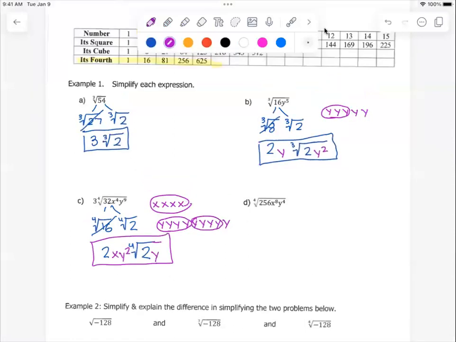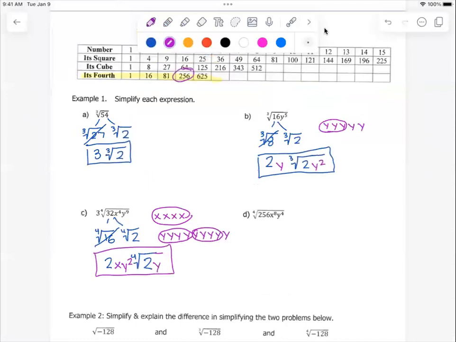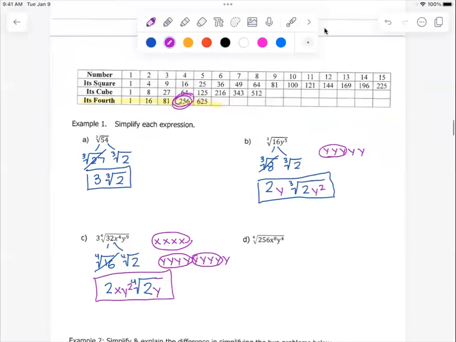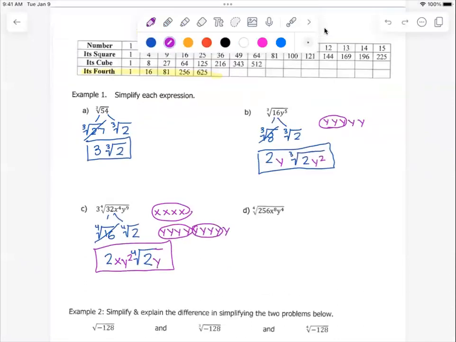Part D, 256. Oh, look, 256 is one of my numbers. The 4th root of 256 is 4. It works out magically. So 4 comes out. There's nothing left over. So now I'm just doing my variables. X to the 8th, and maybe you don't need to draw a picture. Hopefully you're at that point, is 2 groups. So x squared. Y to the 4th. Hopefully that's a pretty easy one, is 1 group. And you don't have any 4th roots left over. That happens sometimes.